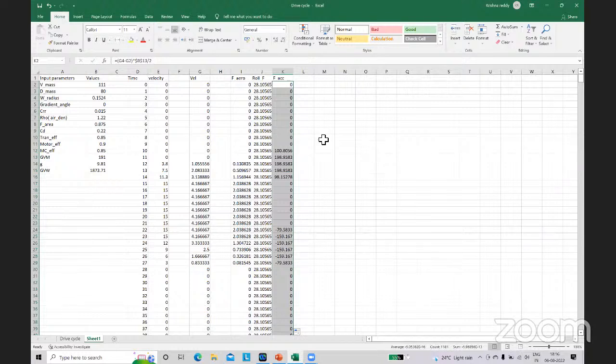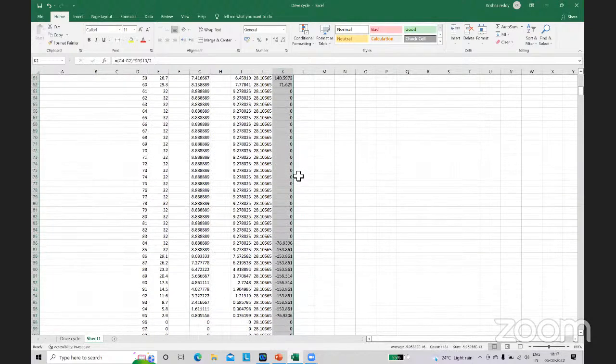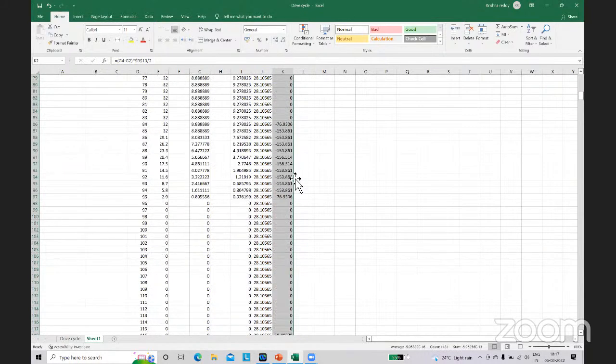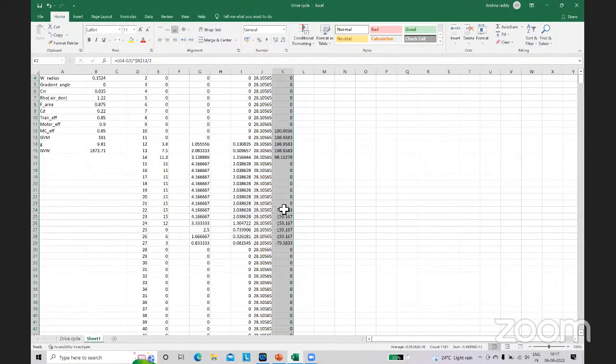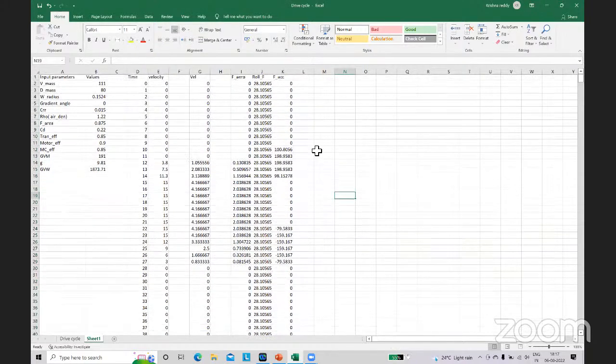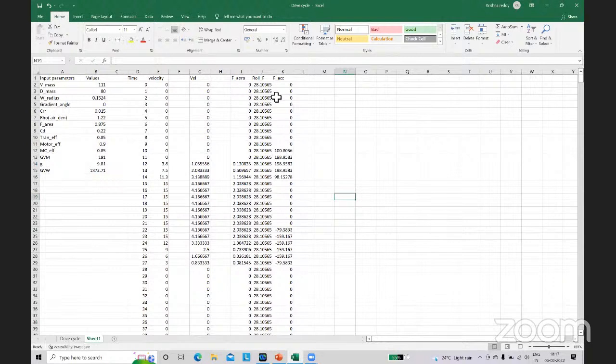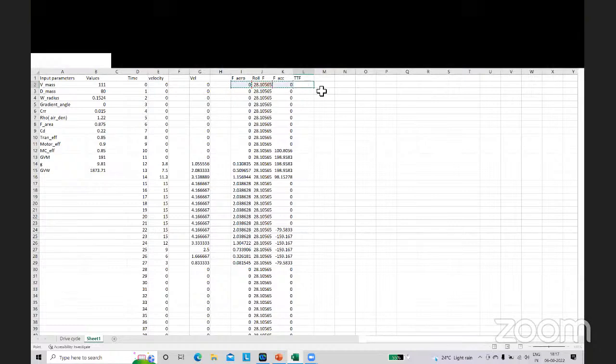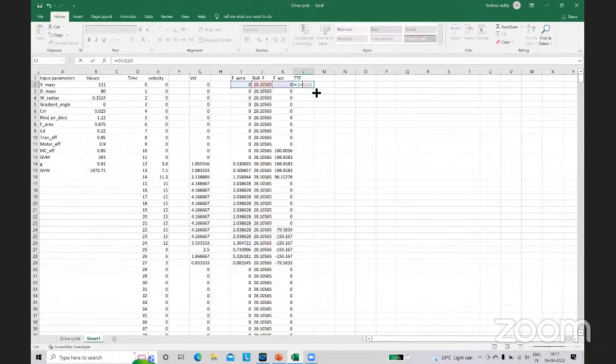So we are getting some data here. Next, we'll be trying to add all the forces. We can say that total tractive force equals F aero plus roll plus acceleration. Okay, it has to be added.